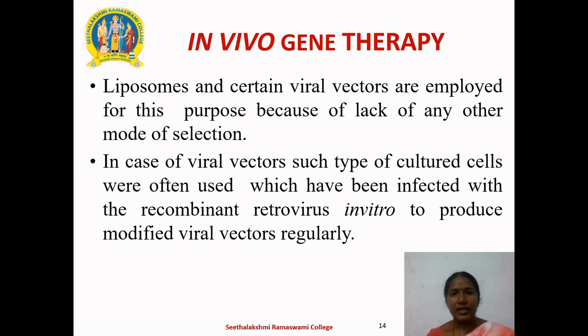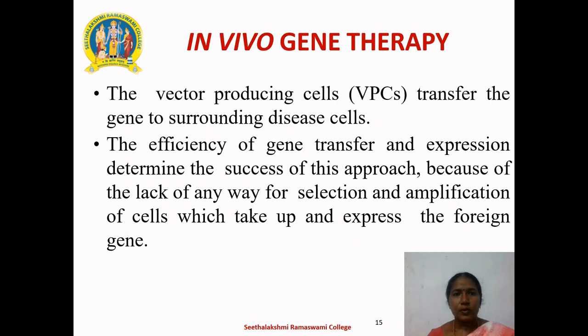In these cases, viral vectors and such types of cultured cells which have been infected with recombinant retroviruses are often used. In vivo gene therapy, we are using vector-producing cells. Here, the cells will transfer the genes to the surrounding diseased cells.